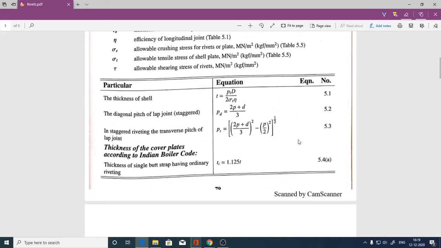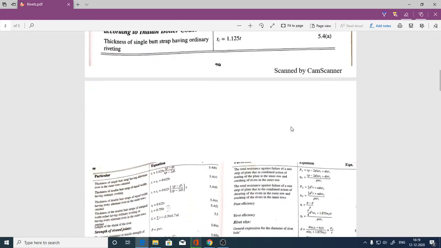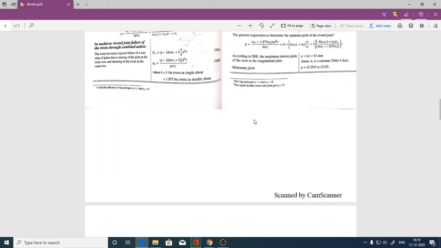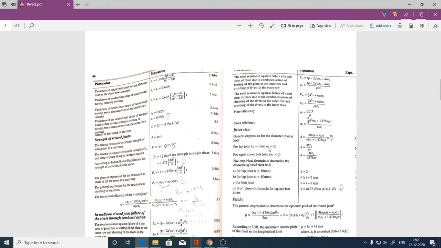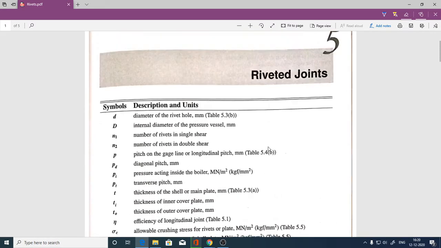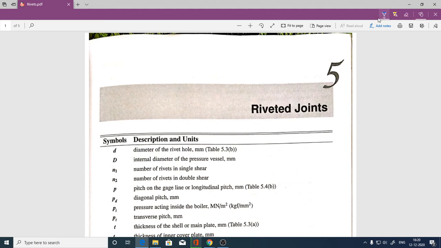One page is missing here. So what is the page number here? Page number 83, 82, 80, 81, 79. On page 78, if you have a data handbook, you just look out on page number 78. They have given all diagrams here. How the joining is going to be done, what type of riveting is used, they have given some pictorials. So you can refer to those pictures for understanding of riveted joints.